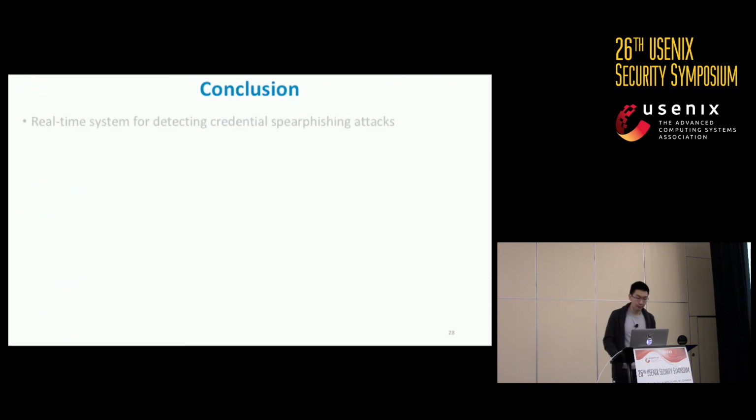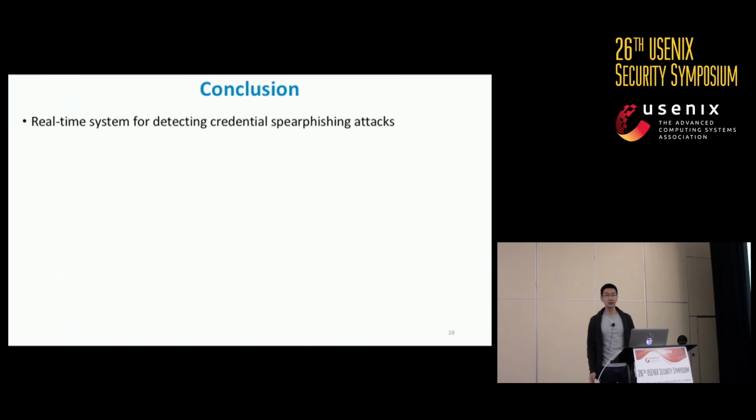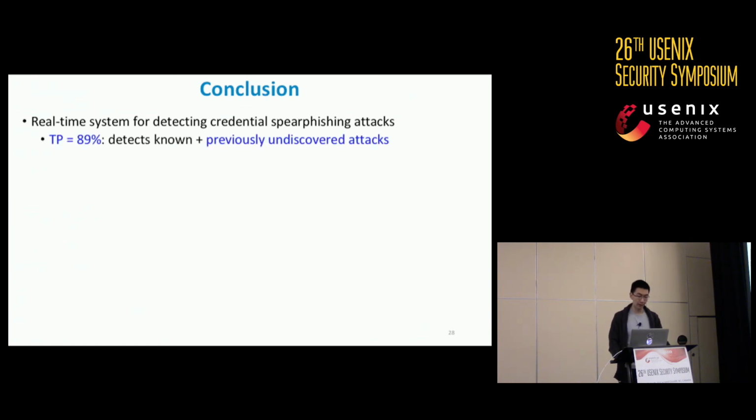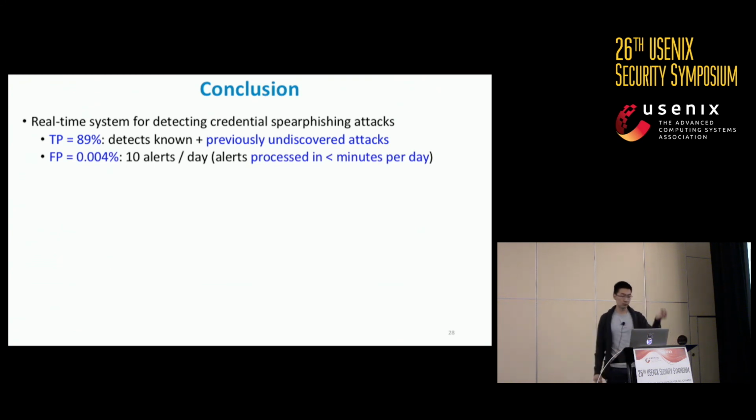So to wrap this up, our work presents a real-time detector for detecting credential spearphishing attacks in an enterprise setting. It's truly practical. In fact, LBL has implemented a version of our detector. It has a pretty great true positive rate. It detects many, many known attacks, and it's able to uncover attacks that were previously undiscovered. It has an extremely low false positive burden, right? Its percentage-wise is 0.004%, right? That's 10 alerts a day, and it can literally be processed in under minutes a day.